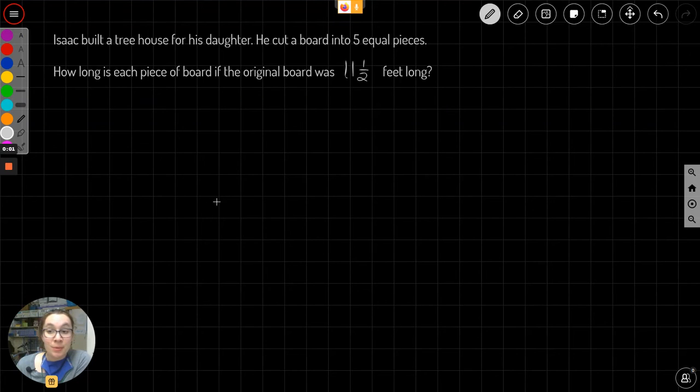This is example 3 of lesson 5.7. We are with Isaac now. He's been a nice guy, and he built a treehouse for his daughter. He cut a board into 5 equal pieces. How long is each piece of board if the original board was 11 1/2 feet long?